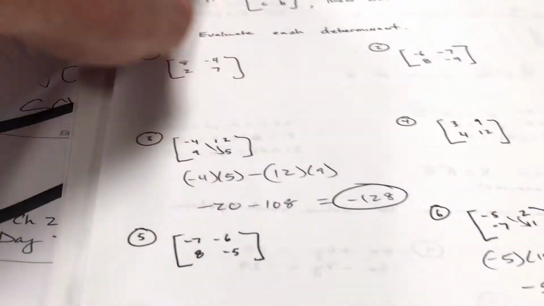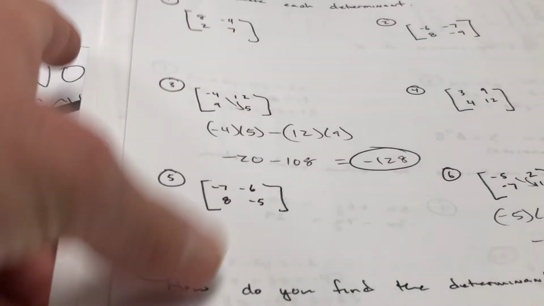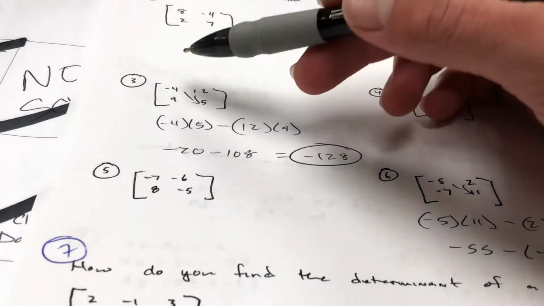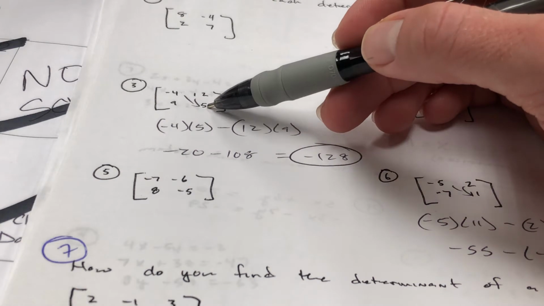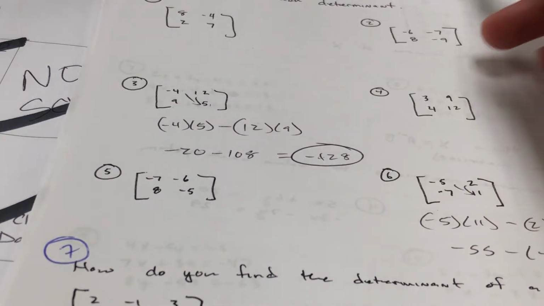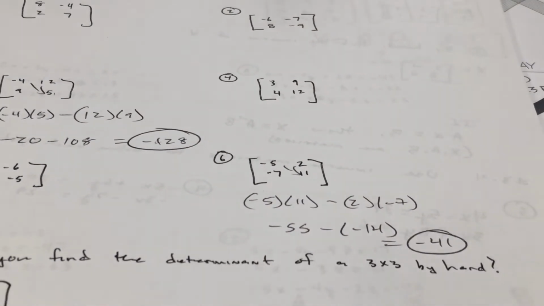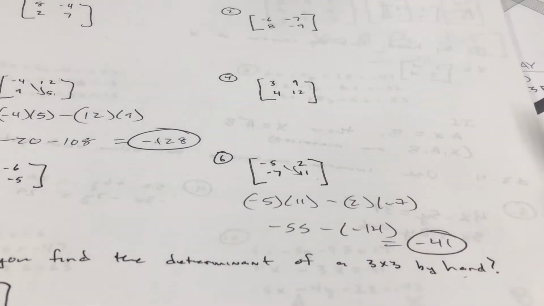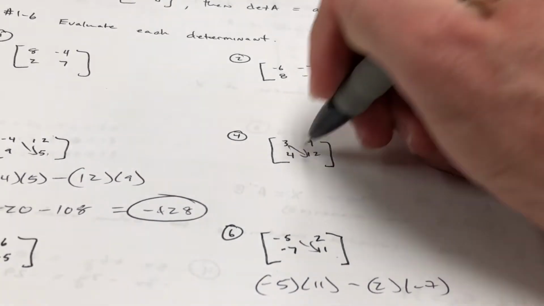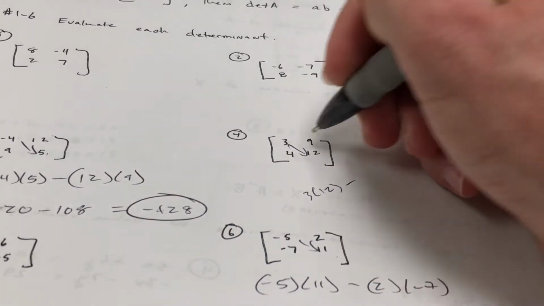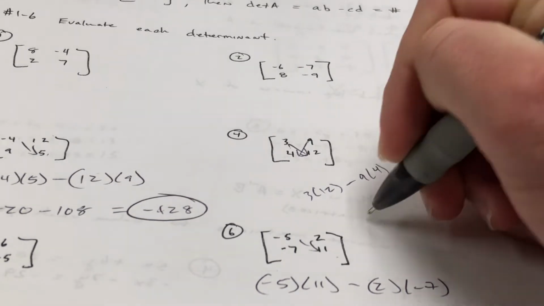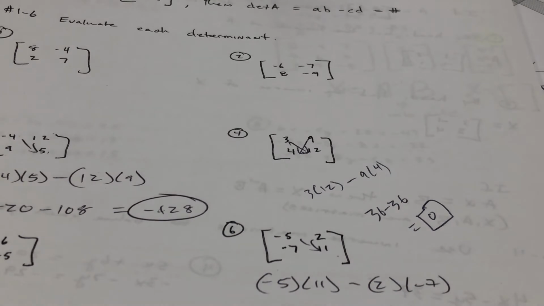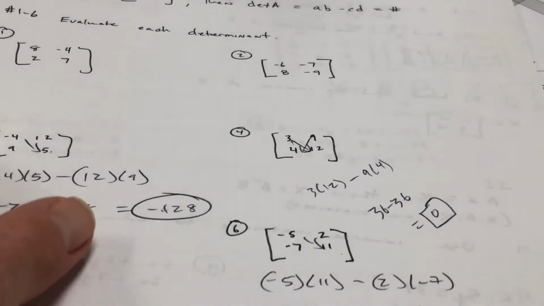All right, so let's actually go to page 6 here. The determinant of a 2 by 2 is just the difference of the cross products. You do -4 times 5 minus 12 times 8. We should have done that in class. Number 6 here, -5 times 11 minus 2 times -11. 4's got a special answer. 3 times 12 minus 9 times 4. 36 minus 36 is 0. And that is a very special answer there.